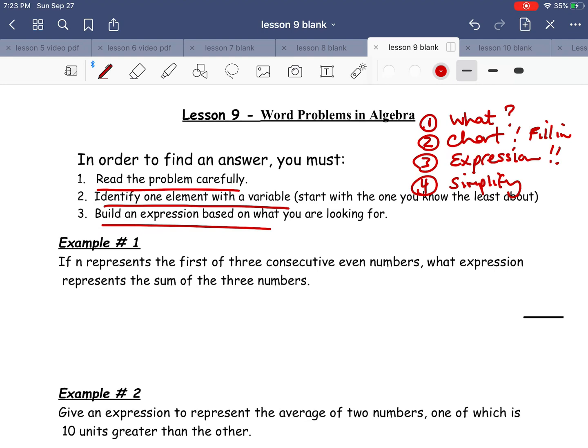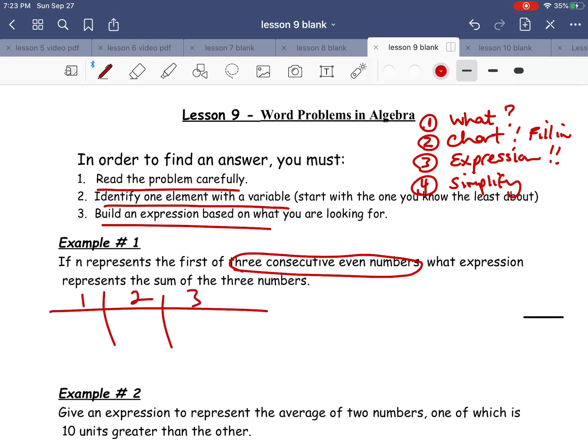So for example, the first question, it talks about n represents the first of 3 consecutive even numbers. Well, step 1 is just talking about 3 numbers, 3 consecutive numbers. Step 2, make a chart. They are talking about 3 numbers, so first, second, third number. They even tell you that n is the first number. Well, if I use an example, just an example, because we have no clue what the numbers are, let's pretend that it's 10, 12, and 14, consecutive even numbers.